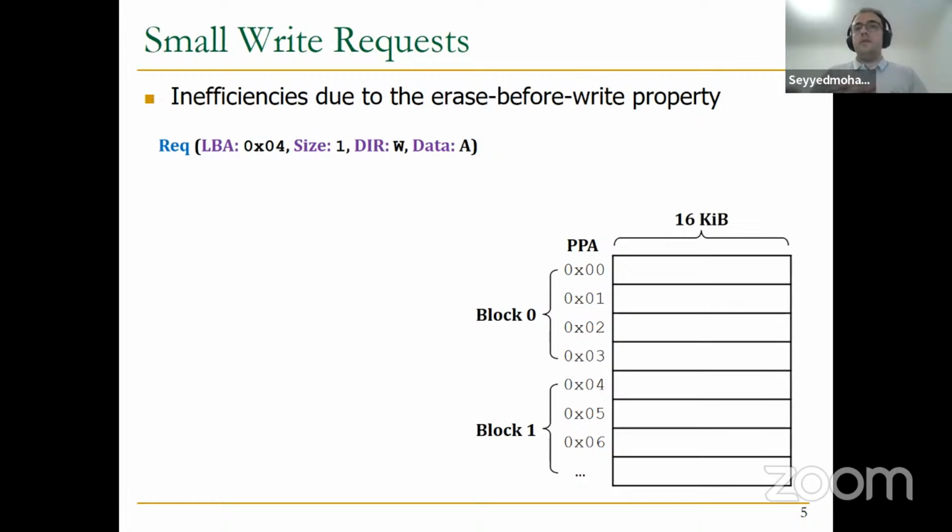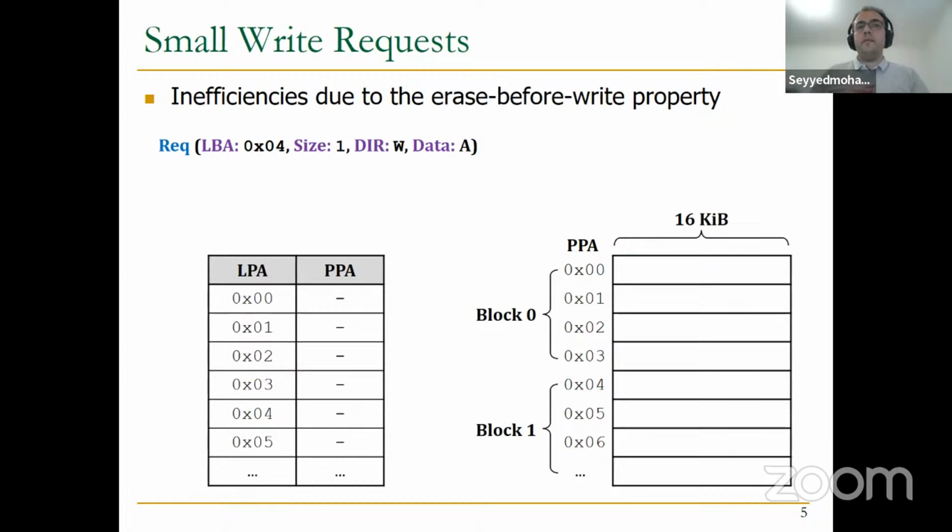You can consider this as the organization of the NAND flash, where we have several blocks. For simplicity, we consider only 4 pages in each block, and each page is 16 kilobytes. So you can see that we have a mismatch here. We want to write 4 kilobytes in a 16 kilobyte page.